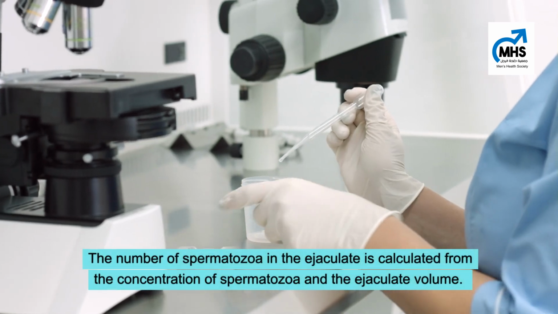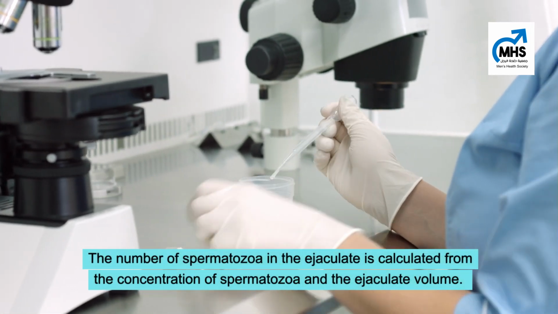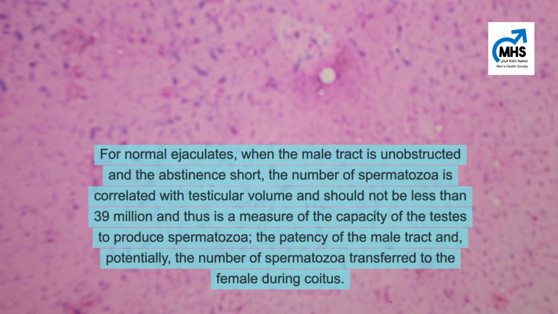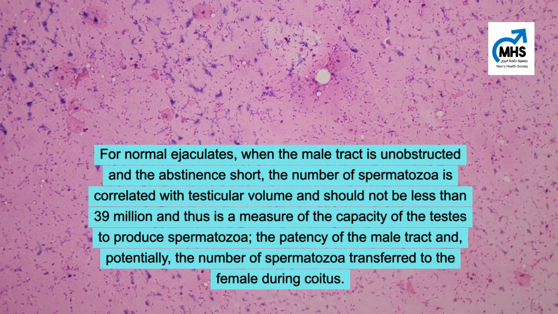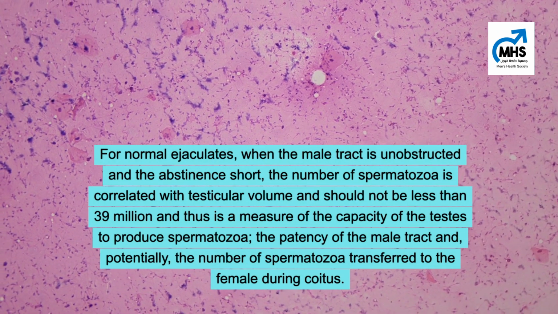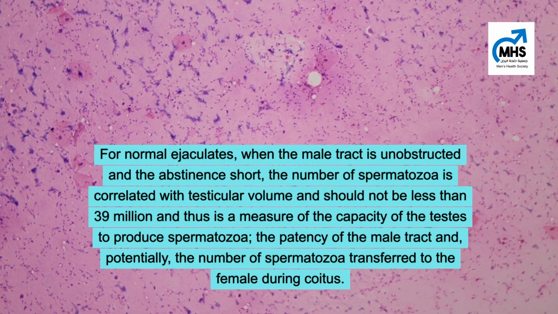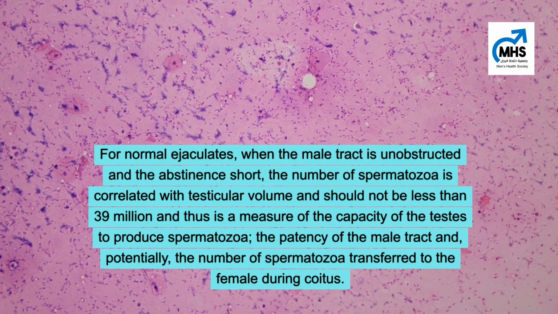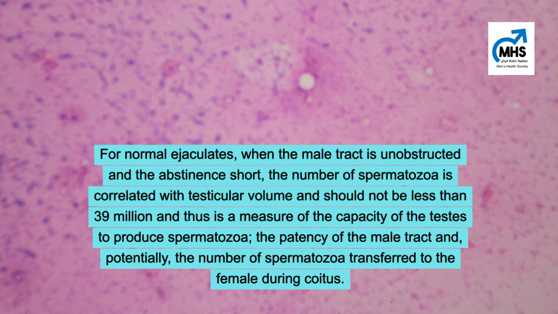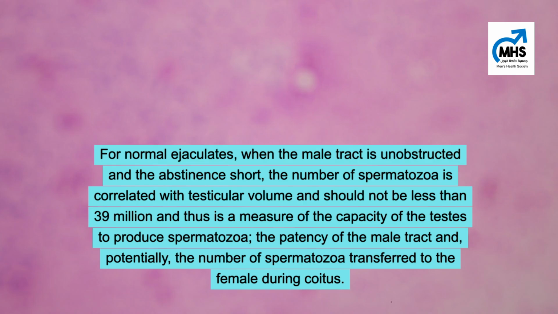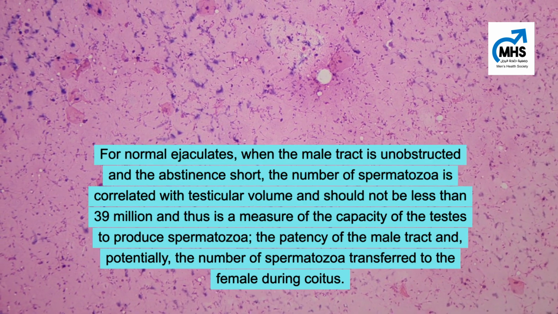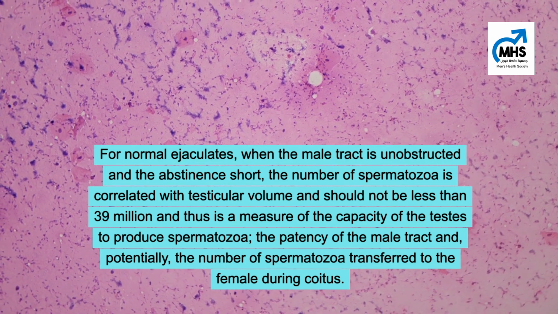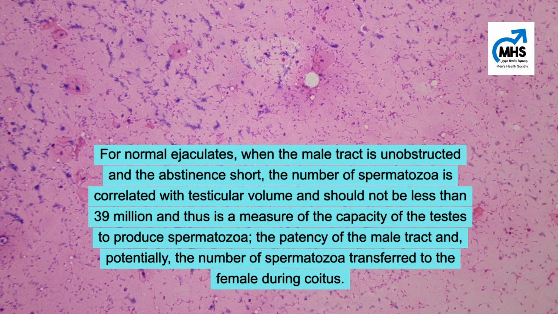The number of spermatozoa in the ejaculate is calculated from the concentration of spermatozoa and the ejaculate volume. For normal ejaculates, when the male tract is unobstructed and the abstinence short, the number of spermatozoa is correlated with testicular volume and should not be less than 39 million, and thus is a measure of the capacity of the testes to produce spermatozoa, the patency of the male tract, and, potentially, the number of spermatozoa transferred to the female during coitus.